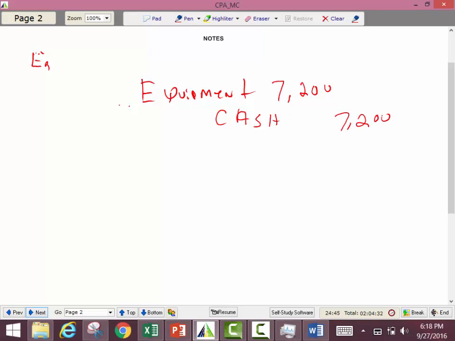Okay, good. The annual depreciation is 1,800. So it's annual, so it's 12 months. But they bought that equipment on December 1st, so you want 1 month of depreciation. So what do you want to do with that? Divided by 12.